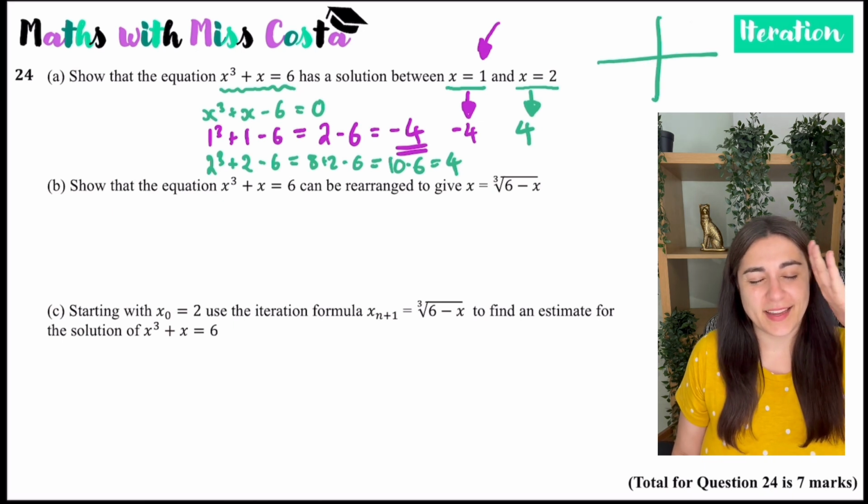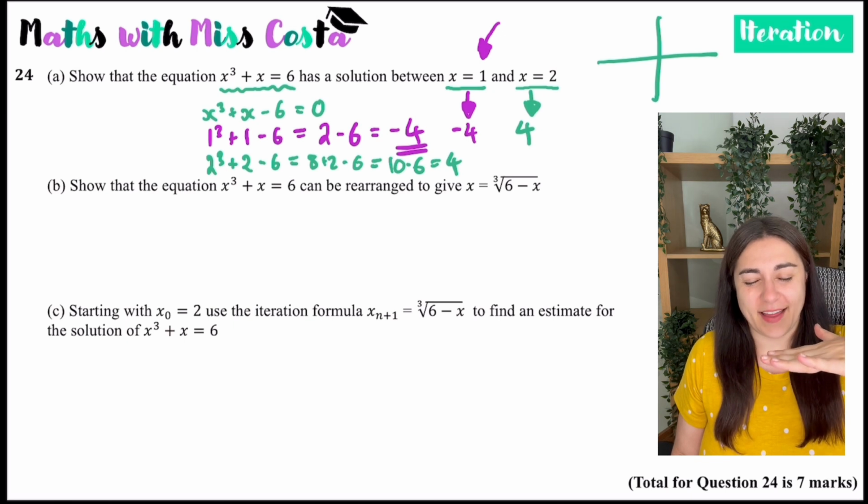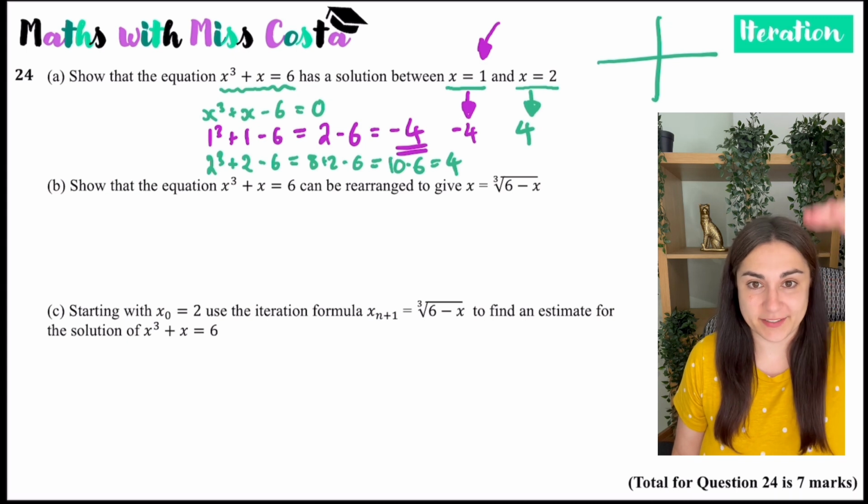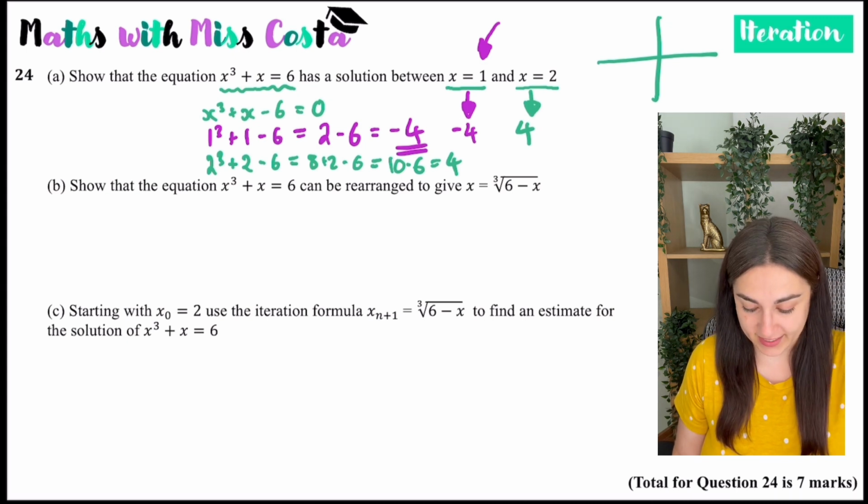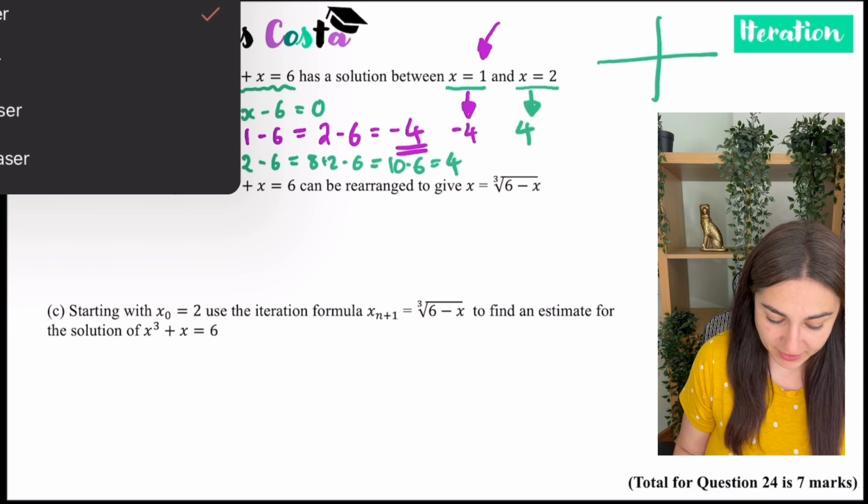Essentially, you are saying that if there's a change in sign, so if it goes from a negative to a positive, it means that it must have crossed the x-axis. So that is all you are saying.